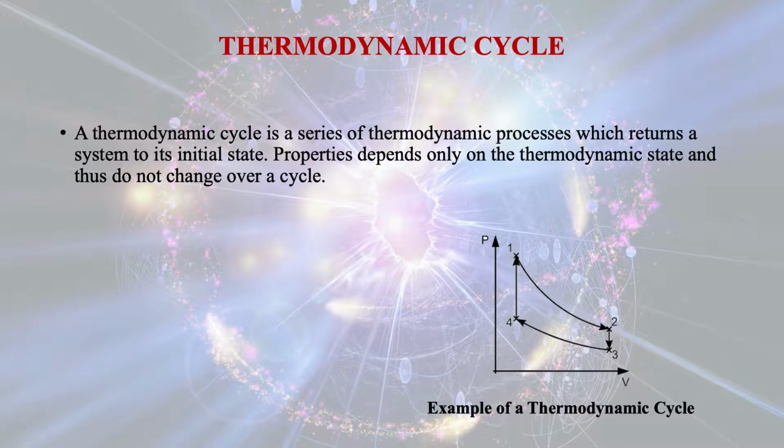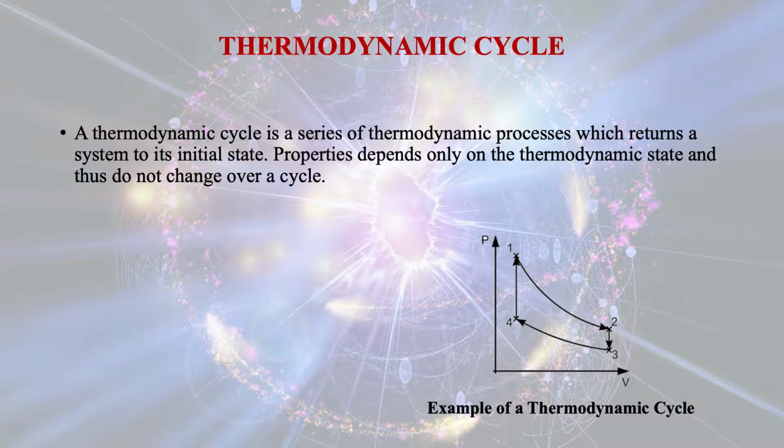A thermodynamic cycle is a series of thermodynamic processes which returns a system to its initial state, and properties depend only on the thermodynamic state and thus do not change over a cycle. This is a pressure-volume diagram, and you see that from 1 to 2 expansion takes place, and from 2 to 3 the pressure decreases but volume remains constant. So it is known as a constant volume process where pressure is decreasing.